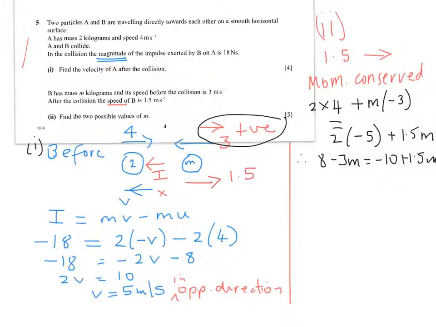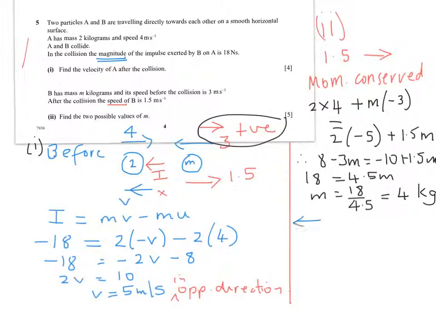So adding the 10 and adding the 3m, we get 18 is equal to 4.5m, and so m is equal to 18 over 4.5, which is 4. So m is 4 kilograms, and that's in the first part. So let's change colour to blue for the other option.